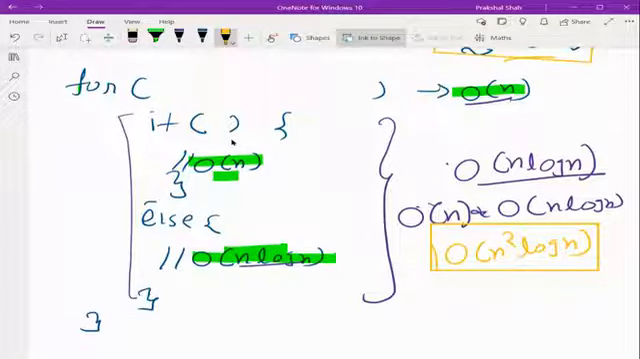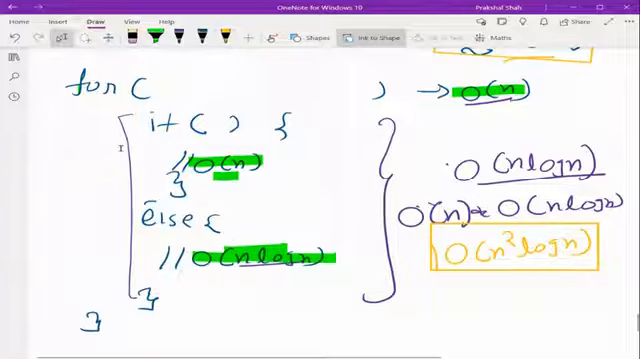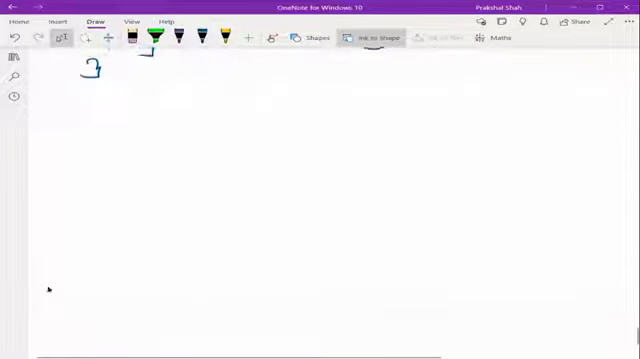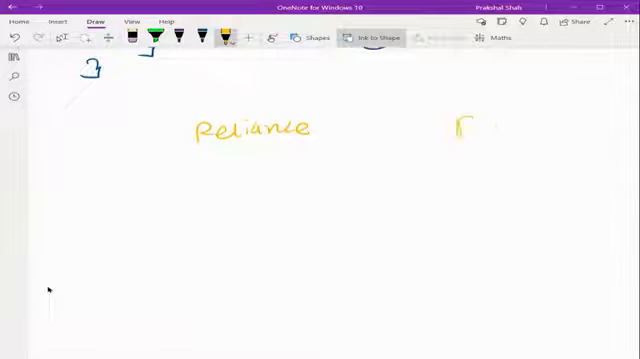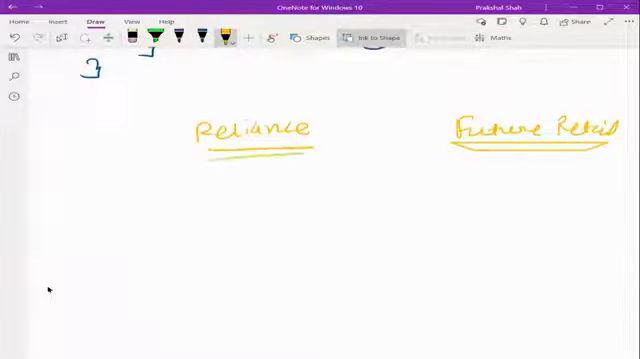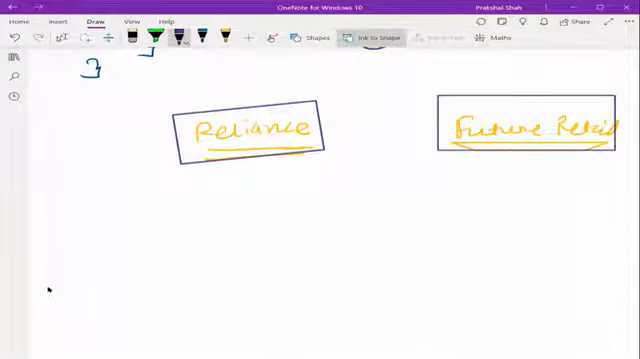Nayan, you don't have to decide which is worst. You just have to tell me which is more. Suppose I have a stock of Reliance and a stock of Future Retail, which was Big Bazaar. Now Future Retail has a lot of debt. Reliance has almost negligible debt. They also have debt, but it is good debt. Now, if tomorrow the market falls, which company will fall more? This one, right?